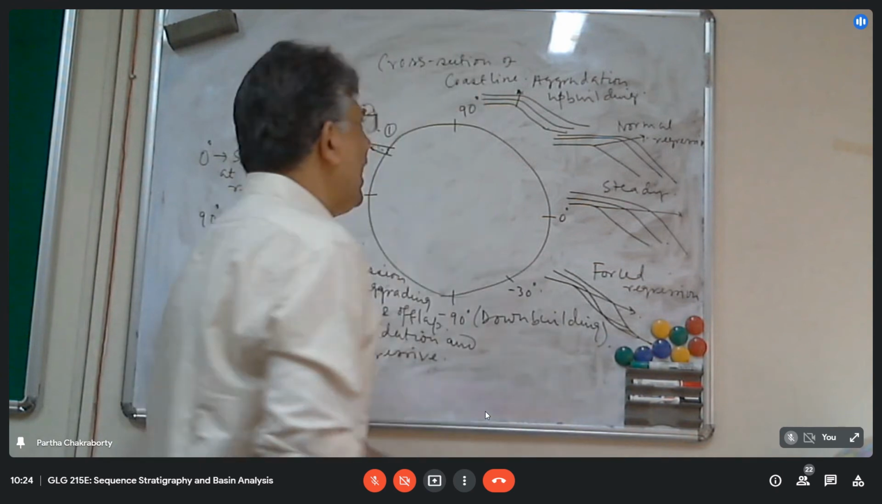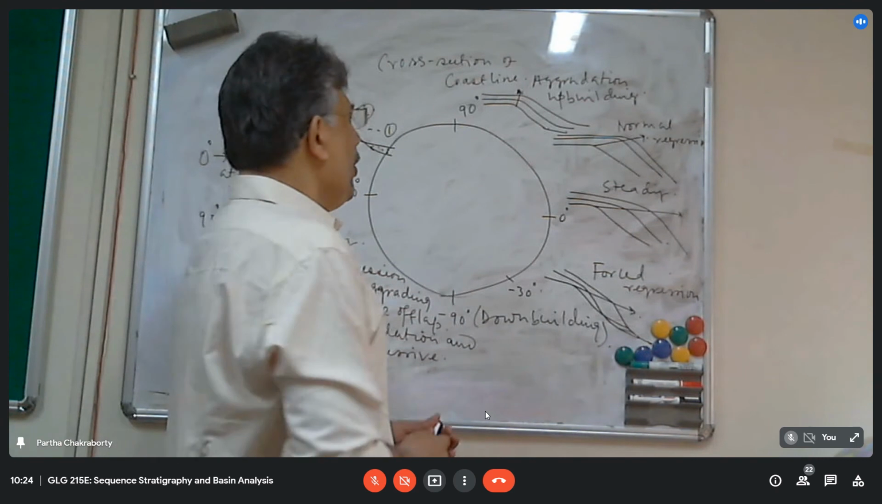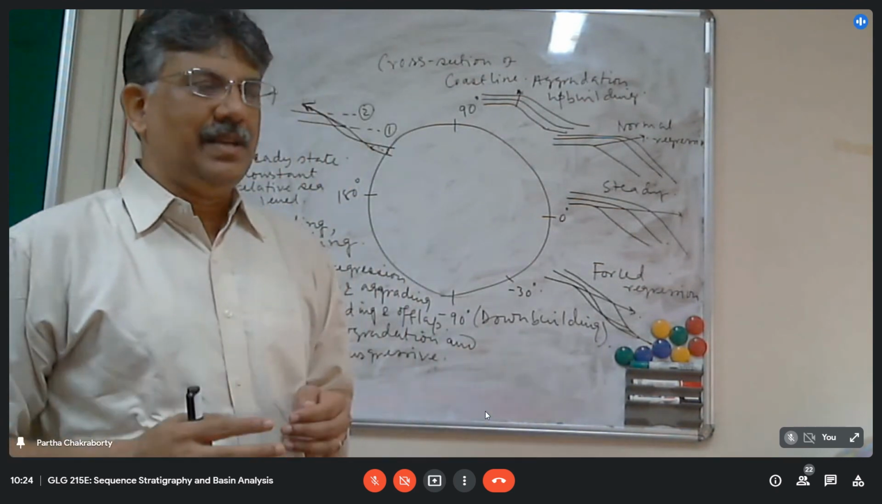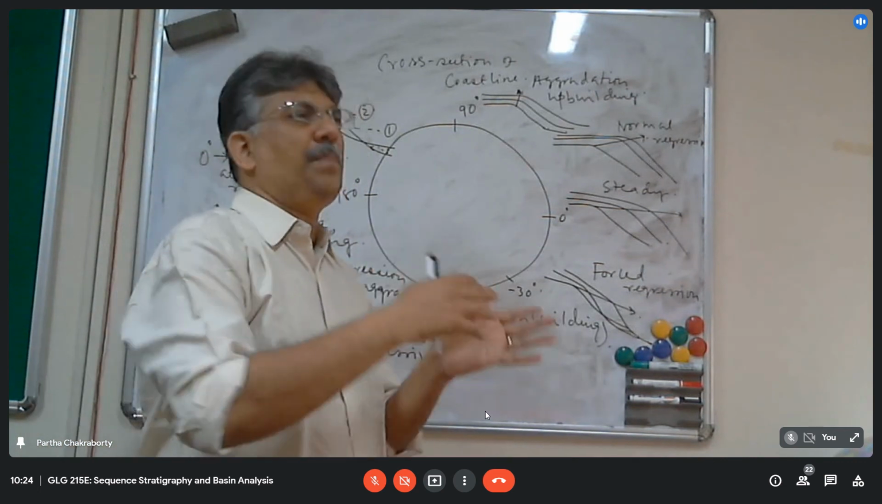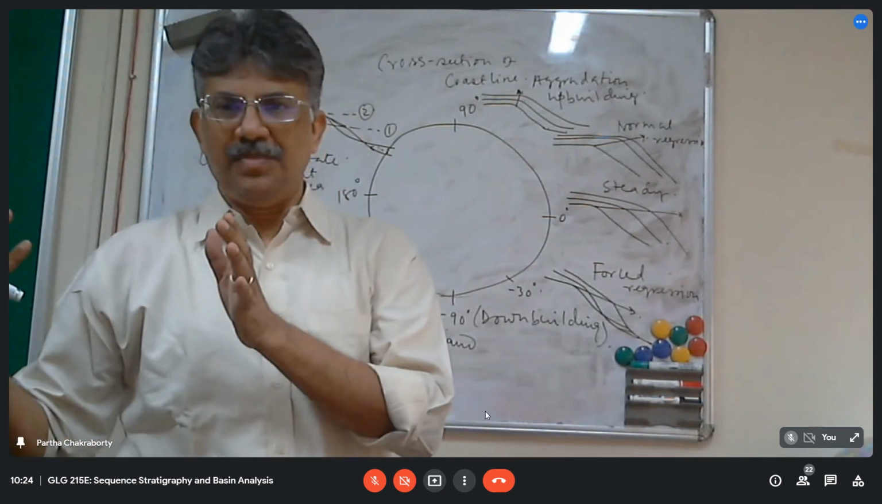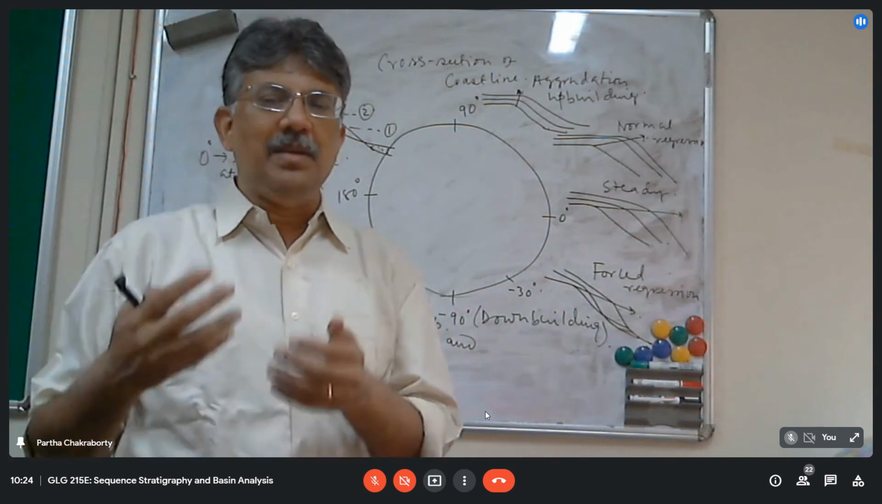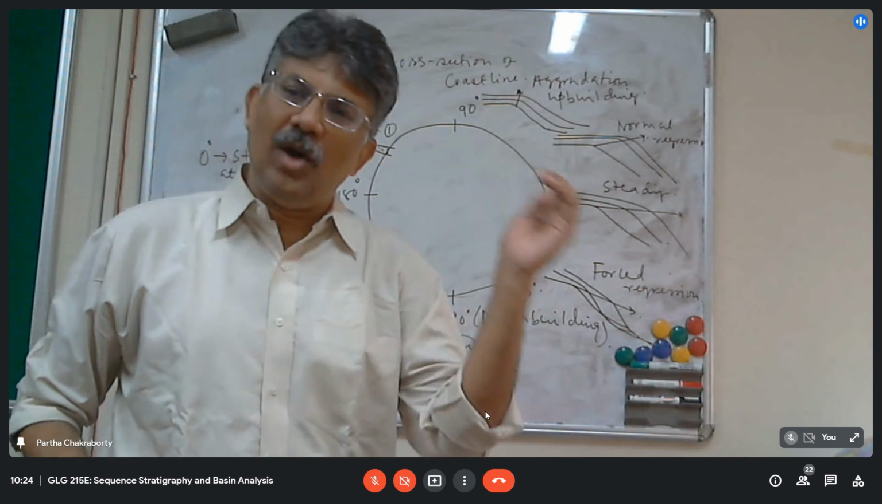Okay, so what we are trying to tell you here is the different kinds of stratal architecture that we expect at different rates of relative sea level change. And then how you identify what I am basically seeing, either in a seismic section or in an outcrop.